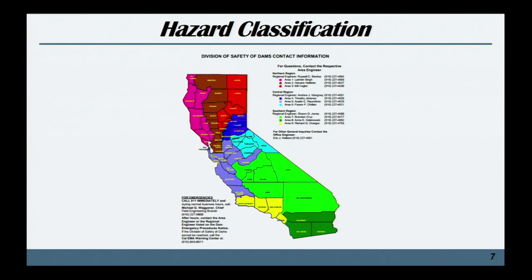If you have a question about your hazard classification, or would like to request a reevaluation of your hazard classification because you think it should be different, you can contact your area engineer. The contact information is on the slide. We have handouts in the back, and this flyer is also available on our website.